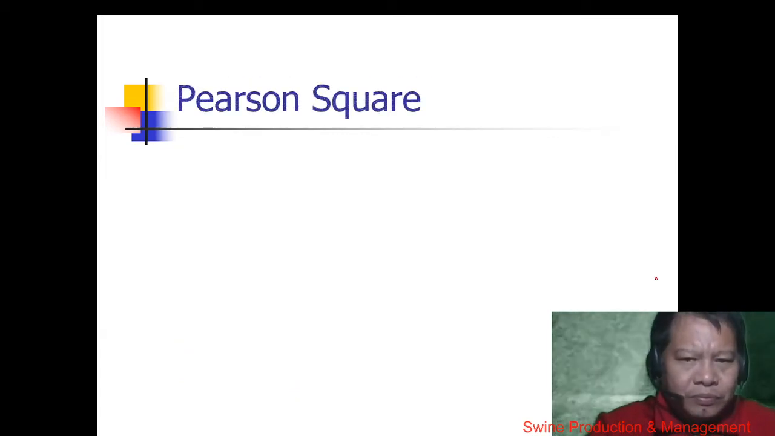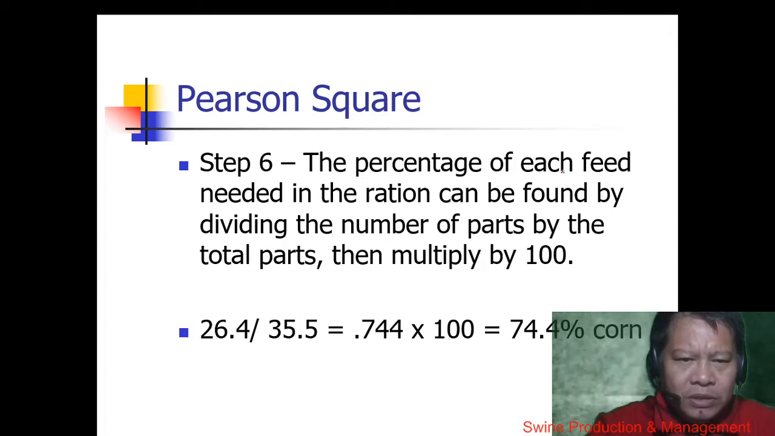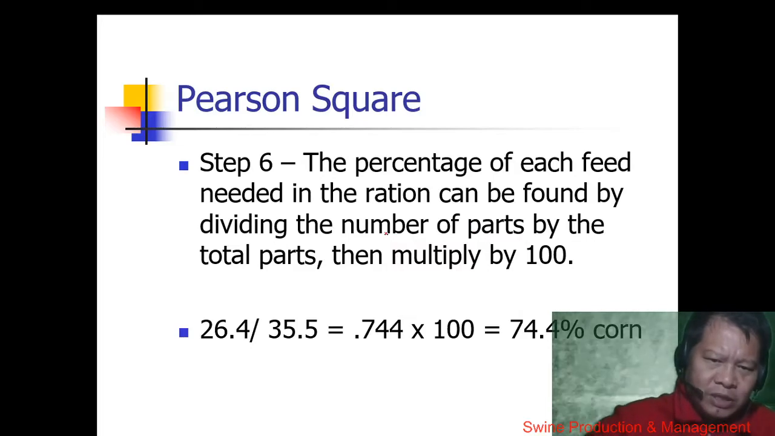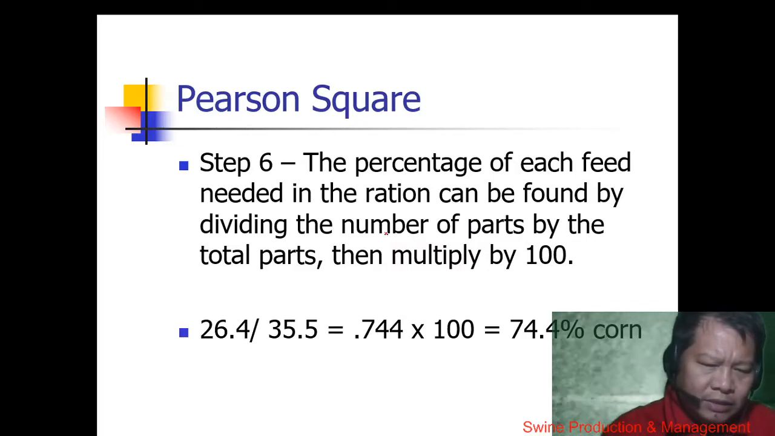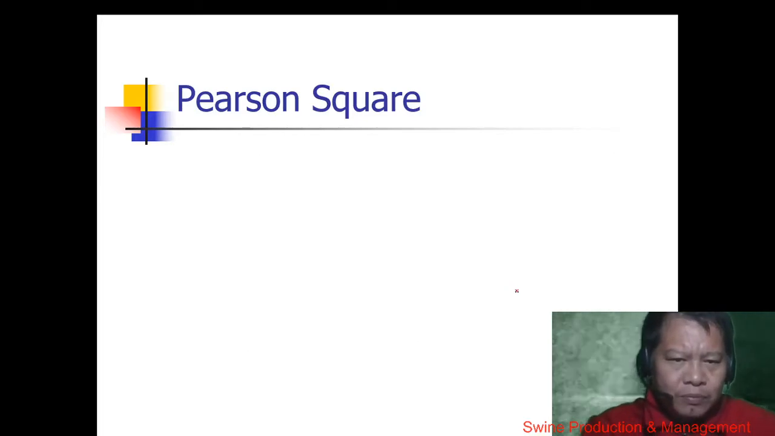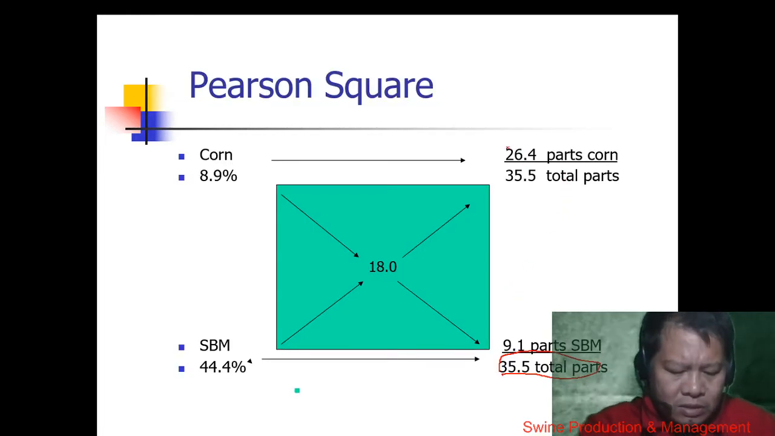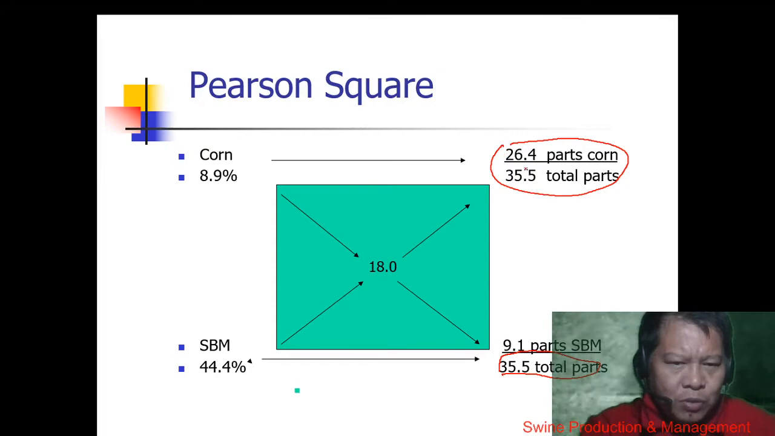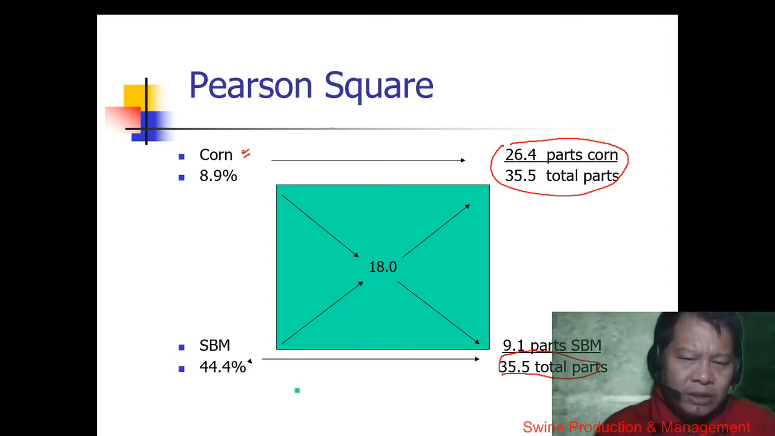Now, the percentage of each feed needed in the ration can be found by dividing the number of parts of its ingredient by the total parts, which is 35.5. Then multiply by 100, because percent is per 100. For example, it should be 26.4 parts of corn divided by 35.5 total parts times 100. That would be equal to the percent proportion of corn in a mixture of 2,000 kilograms, as we said earlier.